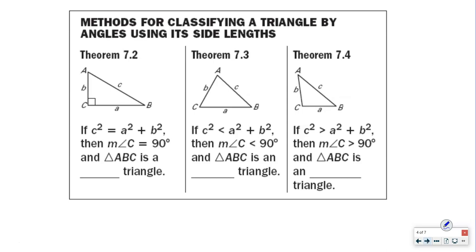So here we have theorem 7.2. If c squared equals a squared plus b squared, then the measure of angle C equals 90 degrees, and ABC is a right triangle.